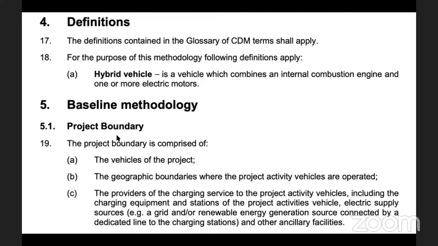Baseline methodology, project boundary. The project boundary is comprised of A, the vehicle of the project, B, the geographic boundaries where the project activity vehicles are operated, C, the provider of the charging services to the project activity vehicles, including the charging equipment and stations of the project activity vehicles. Electricity supply sources, for example, grid and or renewable energy generation source connected by a dedicated line to the charging stations and other ancillary facilities.